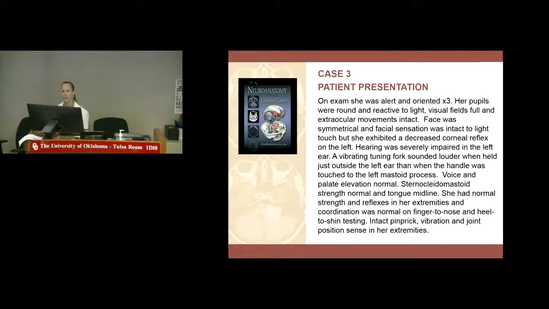Voice and palate elevation was normal. Sternocleidomastoid strength was normal, and her tongue was midline. She had normal strength and reflexes in her extremities, and coordination was normal on finger to nose and heel to shin testing. She had intact pinprick, vibration, and joint position sense in her extremities.